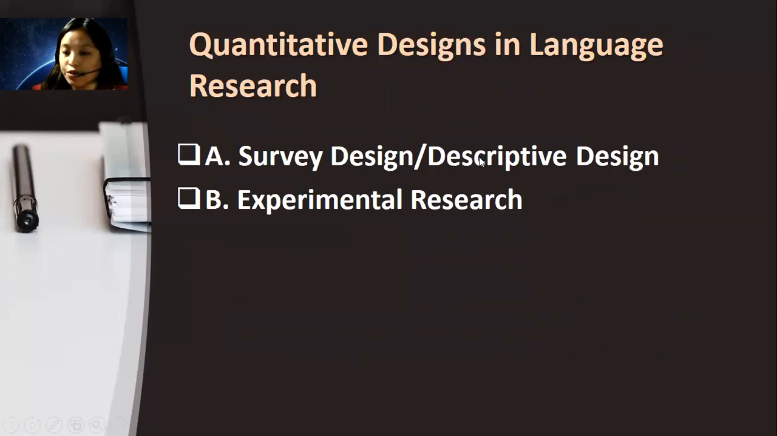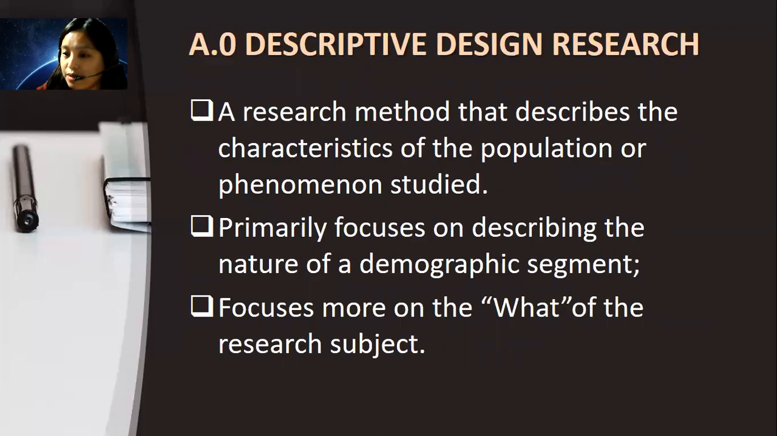Quantitative designs in language research. There are two: first, the survey design or the descriptive design, and letter B, the experimental research. A survey design provides a quantitative description of trends, attitudes, and opinions of a population. It also tells the association among the variables of a population by studying a sample of the population, generally a big number of the population.